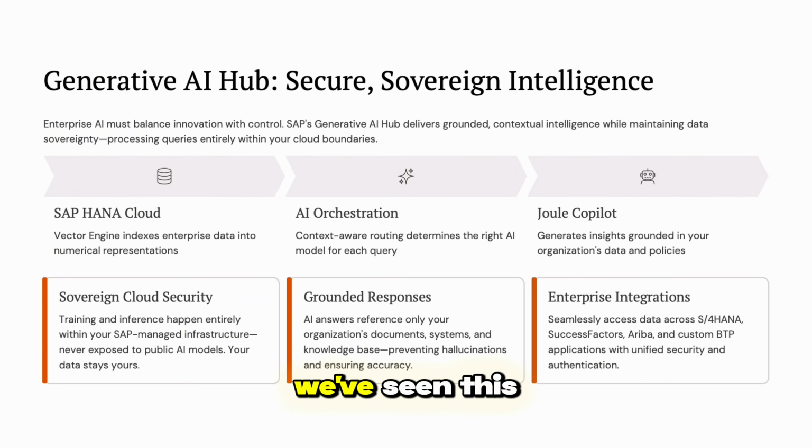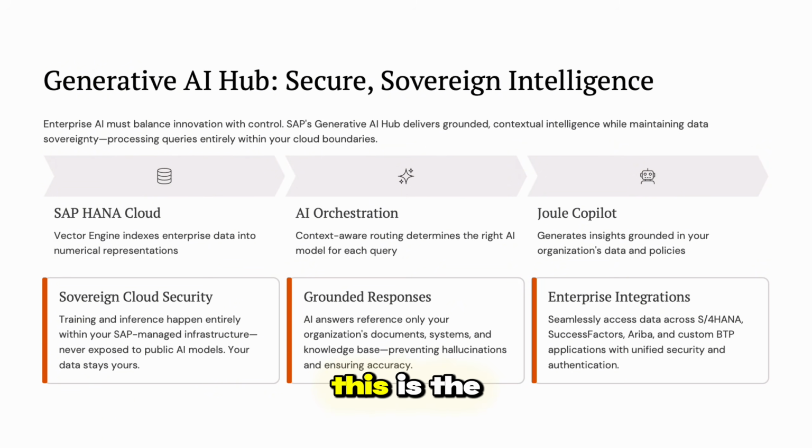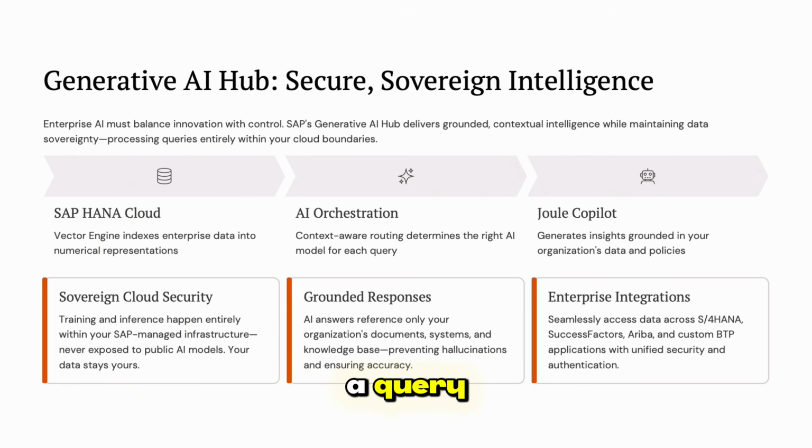The biggest breakthrough we've seen this year is the Vector Engine in SAP HANA Cloud. This is the secret sauce. Traditional databases search for keywords. The Vector Engine searches for meaning. It allows these AI agents to remember and reason with your corporate data by turning business documents into mathematical vectors. When Joule answers a query, it isn't guessing. It's retrieving specific grounded information from your secure HANA database.